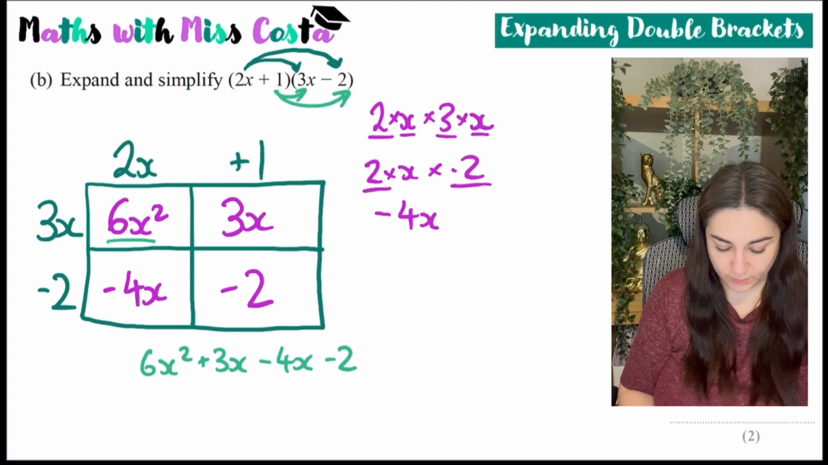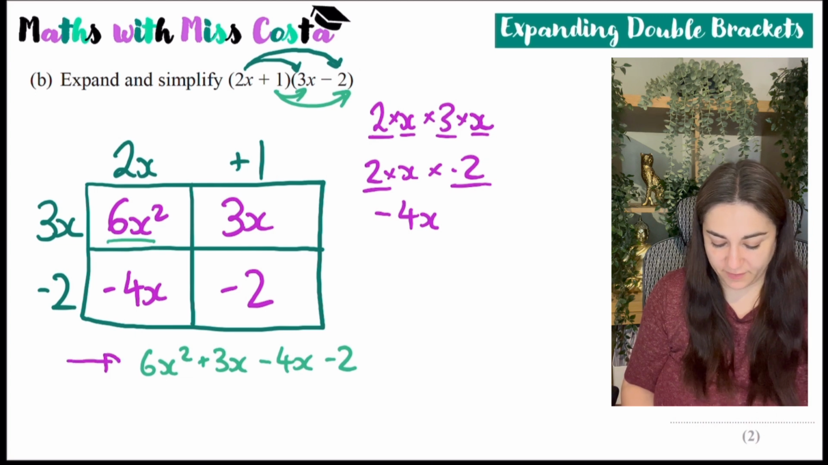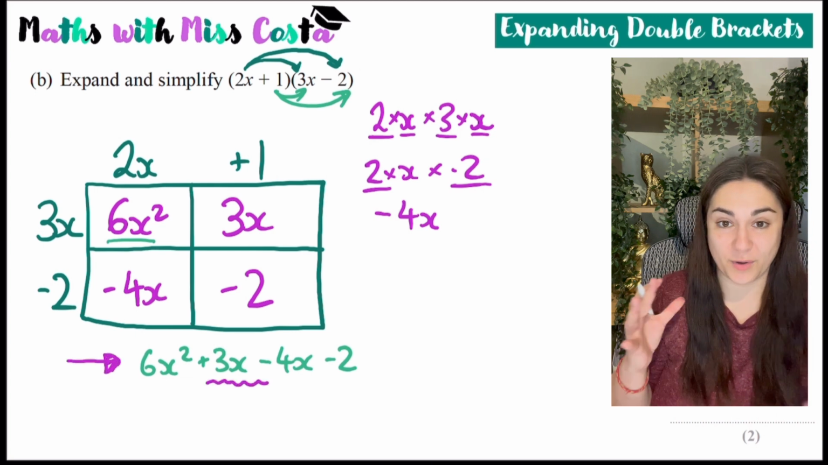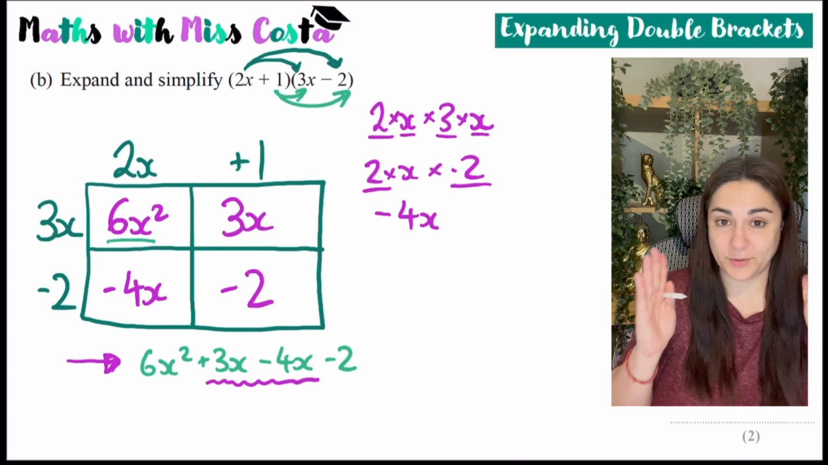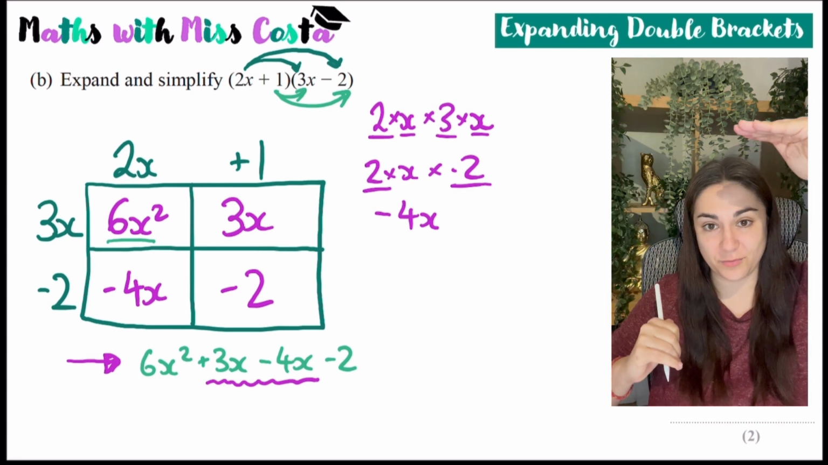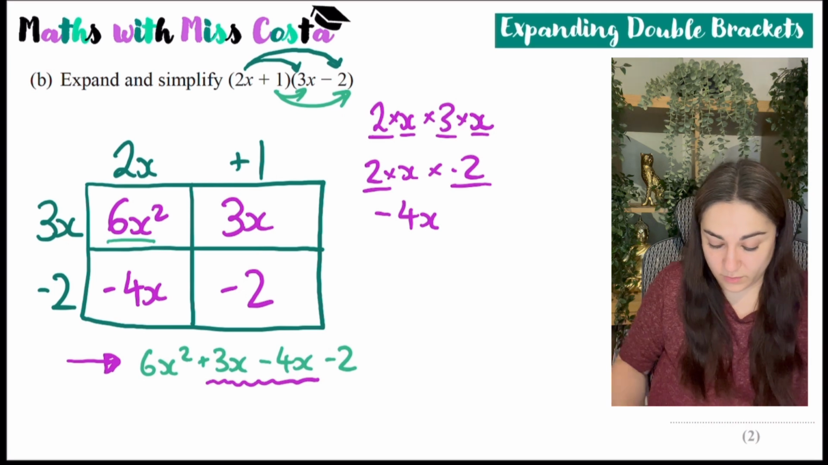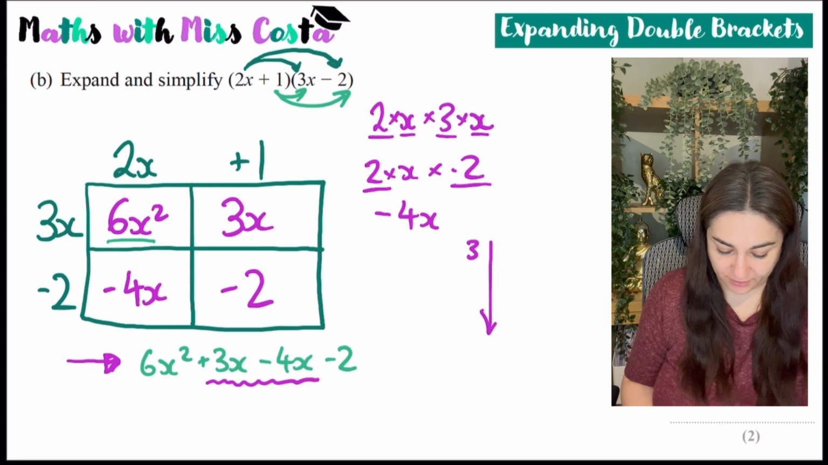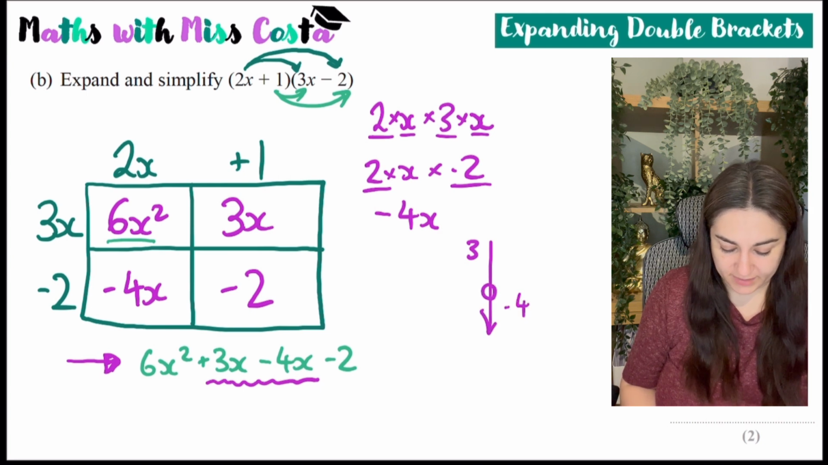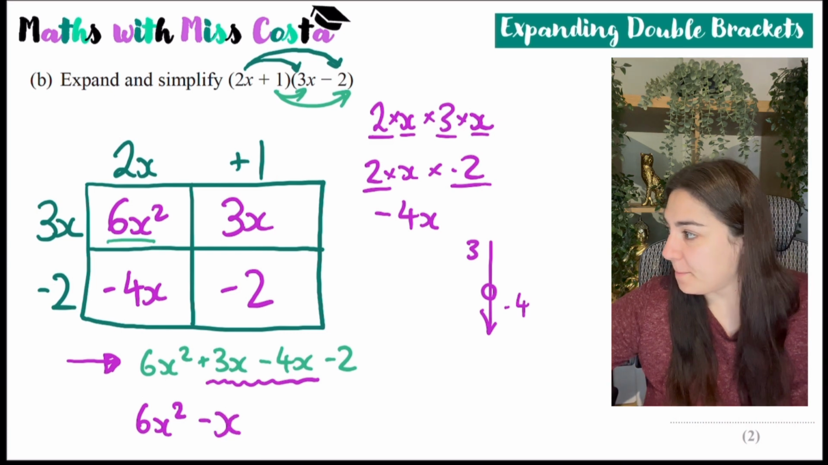And generally, it's always going to be the middle two terms that simplify, the ones that have a coefficient of x. So 3x take away 4x, you can just use your number line. So if you had 3 and you're taking away 4, you'd go past 0, so that would be negative 1. So that would be 6x squared minus x minus 2.